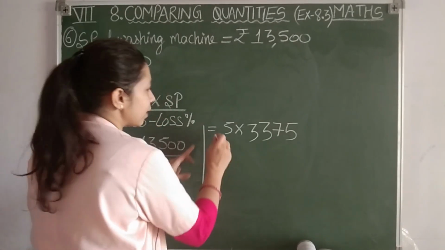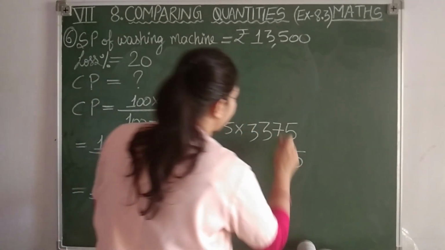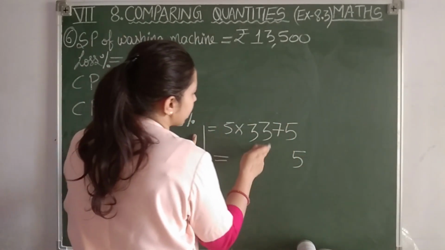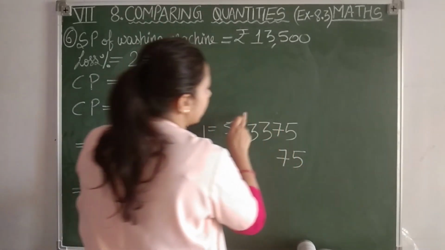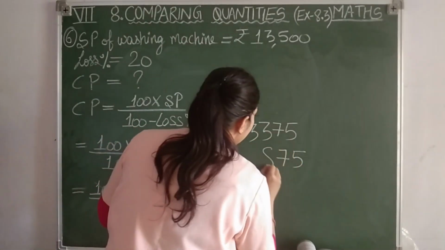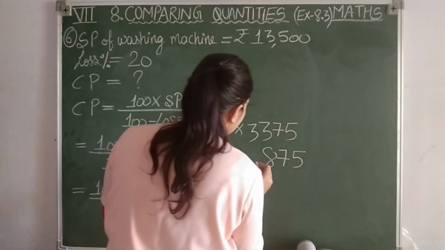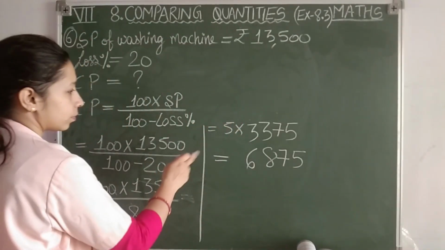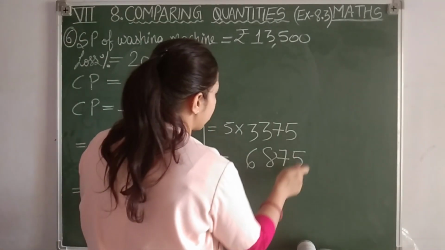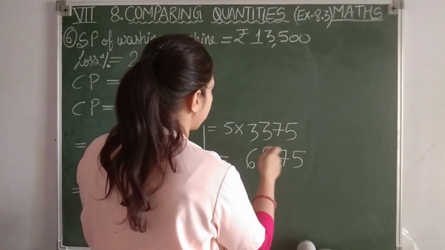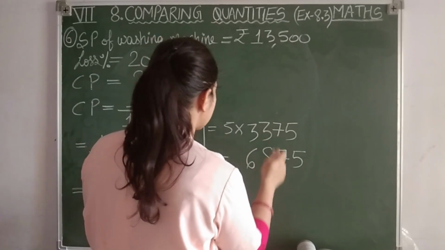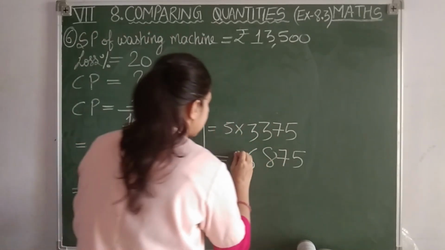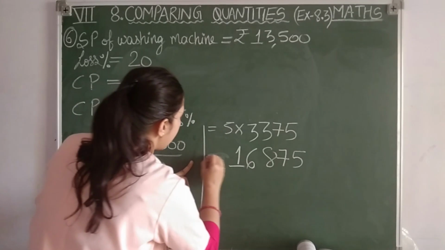Now multiply it with 5, students. 5 5s are 25, 2 carry over, 5 7s are 35, 36, 37, then 3, 5 3s are 15, 16, 17, 18, 5 3s are 15, 16. Okay students, so this is our final answer.